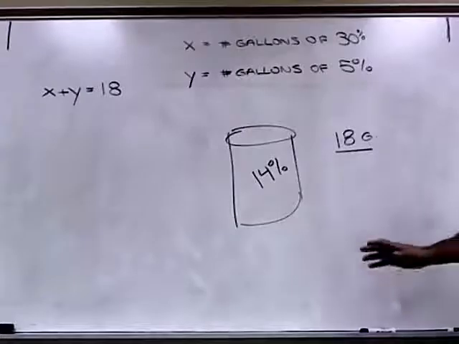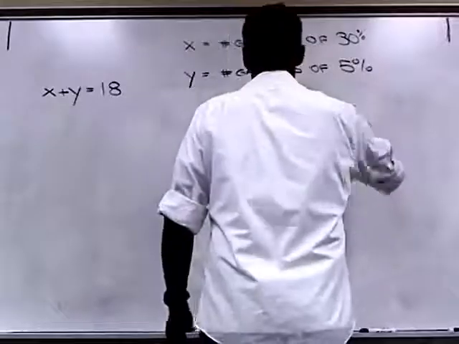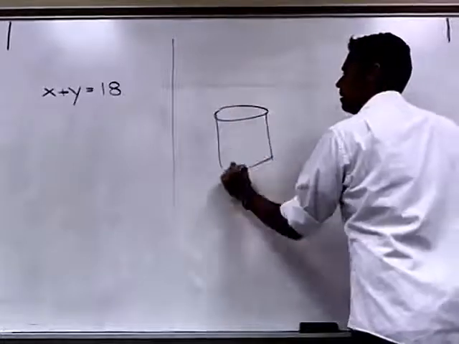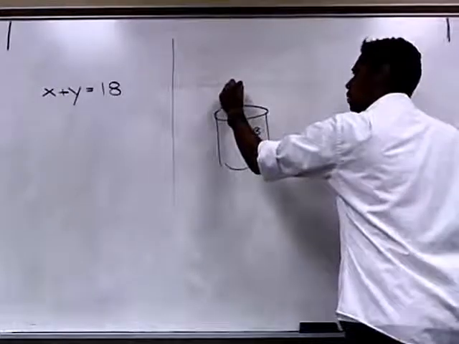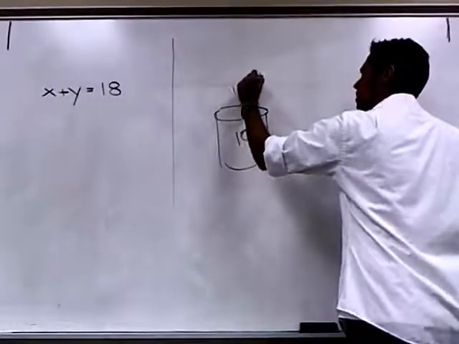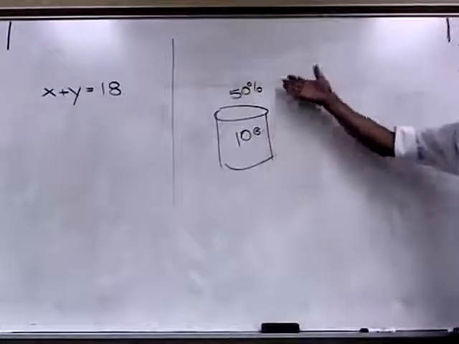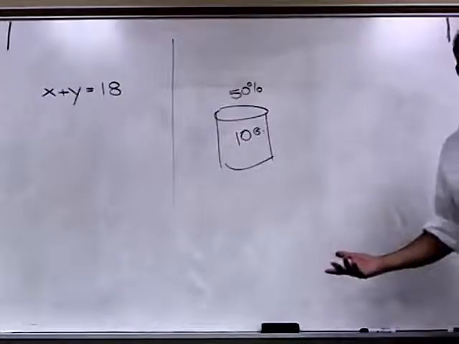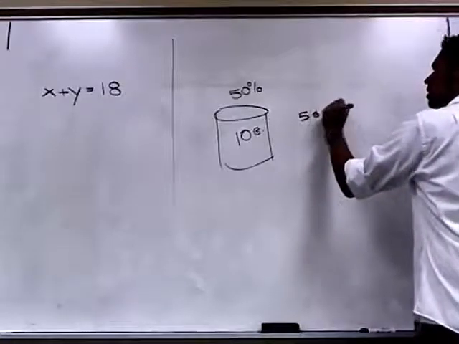So let me step away from the problem to help you see this a little bit better. This might be easier for you to see. Come back to this. Let's say I had 10 gallons here, and let's say it was 50% sugar. If I had 10 gallons of 50% sugar, how much sugar would I have? 5 gallons, right? Agreed? This would be 5 gallons of sugar.